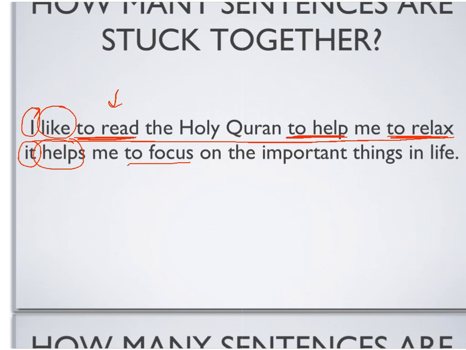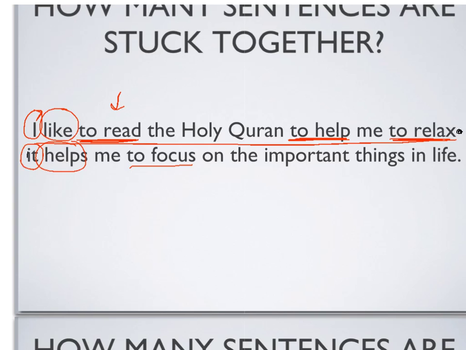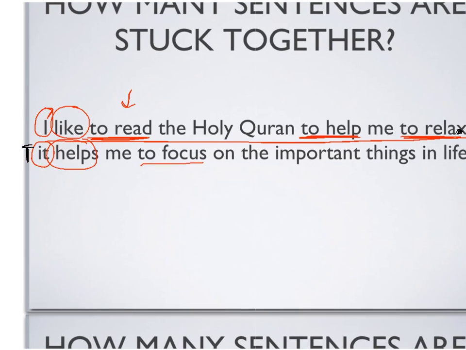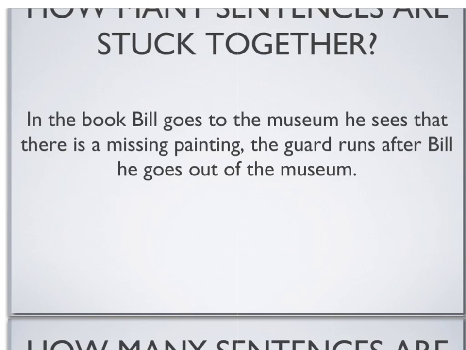Let's correct this sentence by adding a full stop and a capital letter. Here's a full stop. Here's a capital I. Now we have two complete sentences. Here's the next practice. How many sentences are stuck together here? Pause the video while you find the sentences.